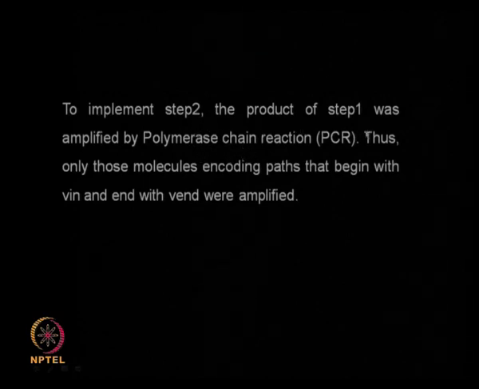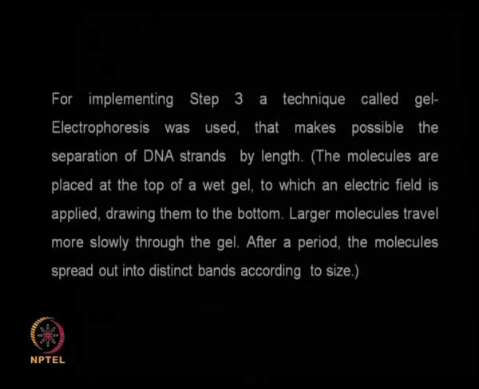The product of step 1 was amplified by polymerase chain reaction, and there the strands, using proper primers, the primers will determine where they begin, right. So, by using V in and V end as primers, it was amplified. So, finally, you ended up with only paths which begin with V0 and end with 6, that is node 0 and end with node 6.